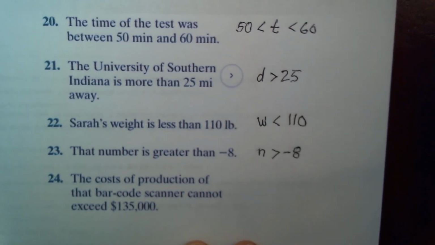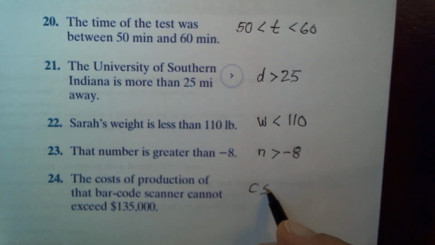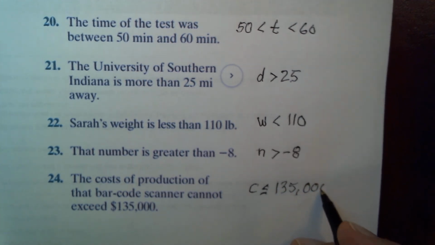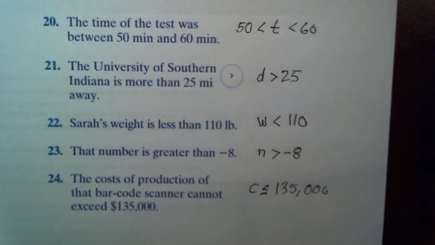And the cost of production of the barcode scanner cannot exceed 135,000. So that means if C is the cost of the barcode scanner, C would be less than or equal to 135,000. So these are just some very simple examples for writing inequalities.